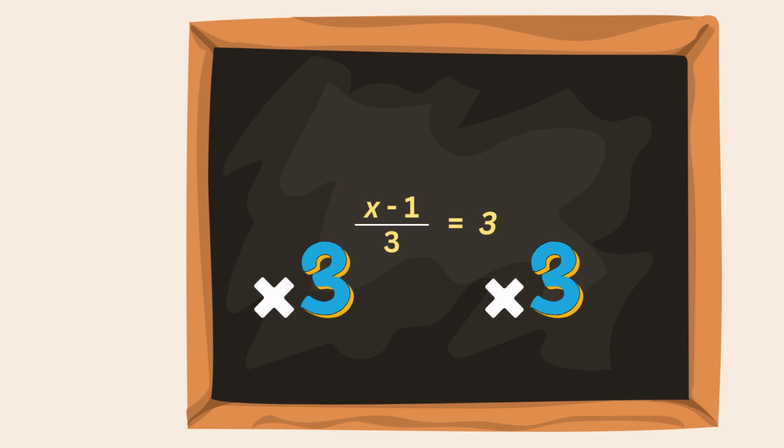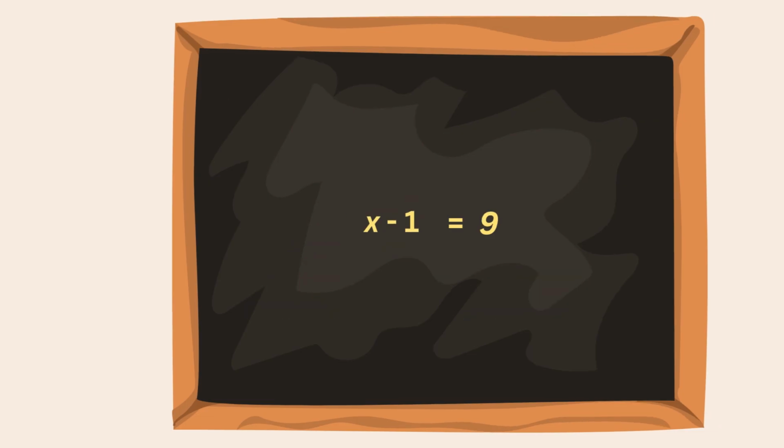Now let's multiply both sides of this equation by 3. This gives us x minus 1 equals 9. To isolate x, we're going to add 1 to both sides of the equation. We now have a value for x. x is equal to 10.